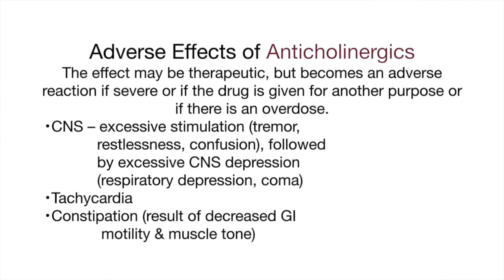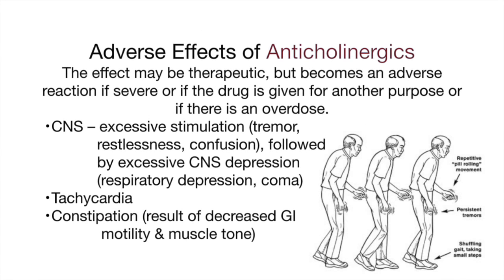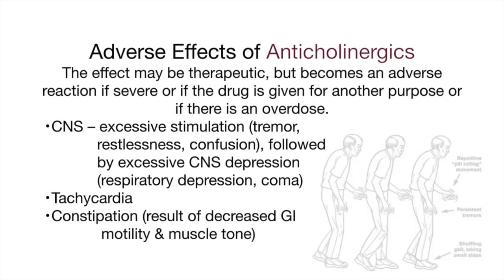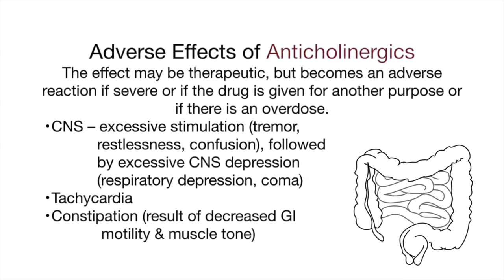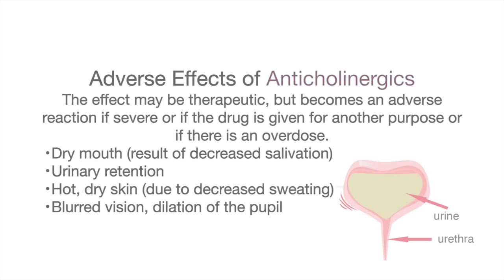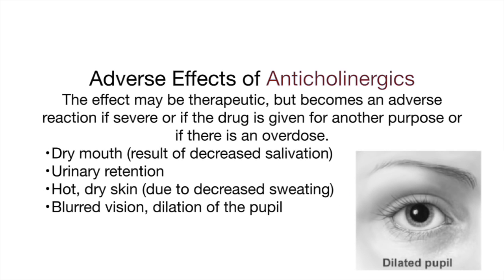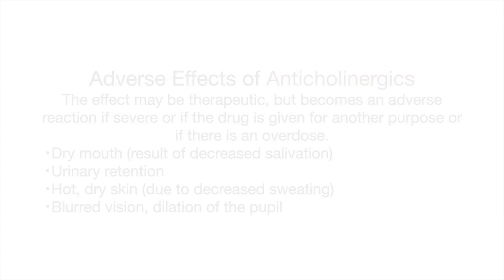On the central nervous system, it can cause excessive stimulation, such as tremor, restlessness, or confusion, followed by excessive CNS depression, respiratory depression, and coma. Anticholinergics can also cause tachycardia, constipation, dry mouth, urinary retention, hot, dry skin, and blurred vision from dilation of the pupil, so the patient may need to wear sunglasses.